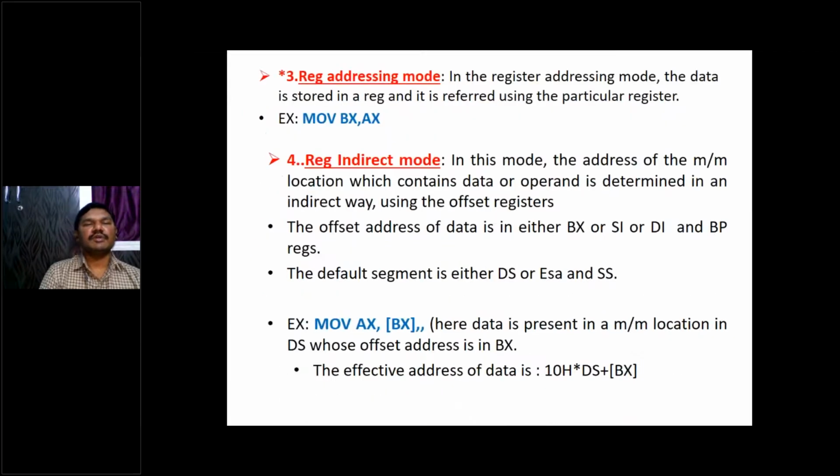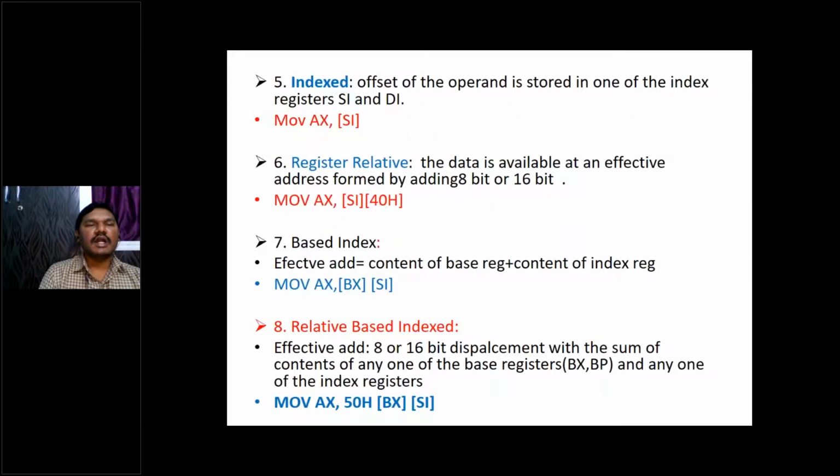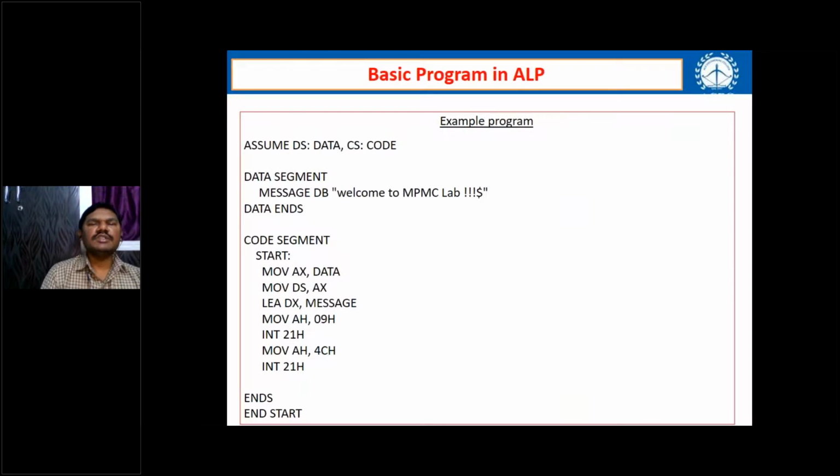I want to show you some programs based on these addressing modes. Okay, so this is the basic program in ALP. Right, I want to display welcome to MPMC lab. And then what is the program? The programming we always start with assume DS data and CS code. This concept I was explaining in assembly directives. Okay, what is this assume DS data and CS code?